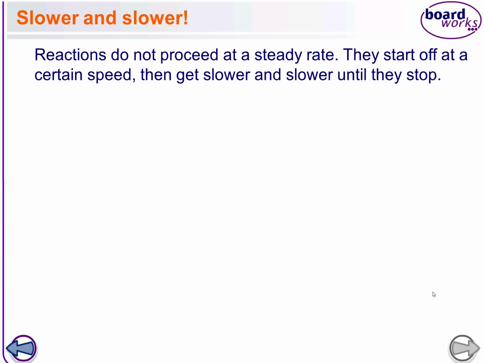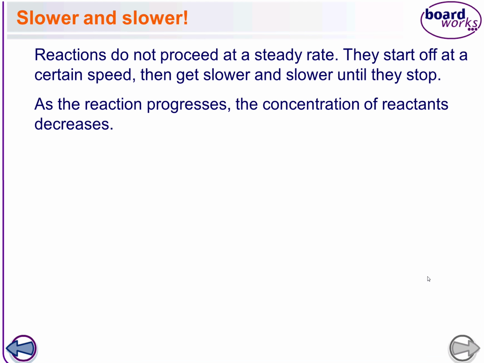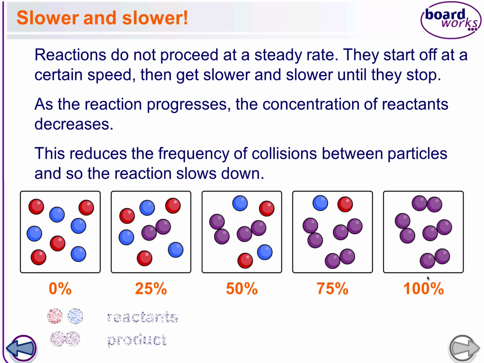Right, this is quite important because lots of people get confused with this, and the examiner likes to ask the question, why does the reaction slow down over time? And the most common wrong answer that a student will give in this scenario is that they'll say the reaction runs out of energy. And in reality, it doesn't run out of energy.